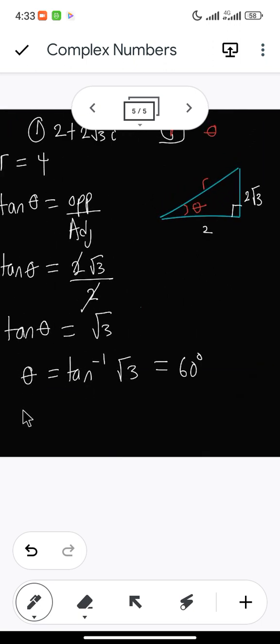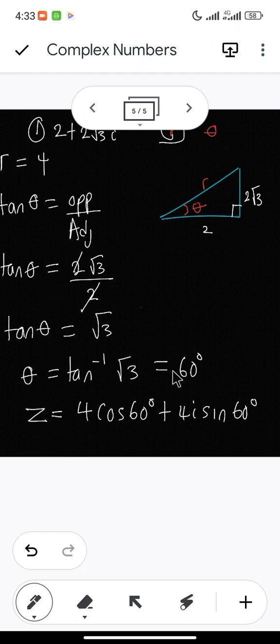So polar form is going to be z equal to 4 cos 60 degrees plus 4i sine 60 degrees. Now this is basically your polar form of complex numbers. You don't need to go further than that. You stop here. Or you can factorize out 4. You can have 4 into bracket cos 60 degrees plus i sine 60 degrees. So this is your polar form of complex number.